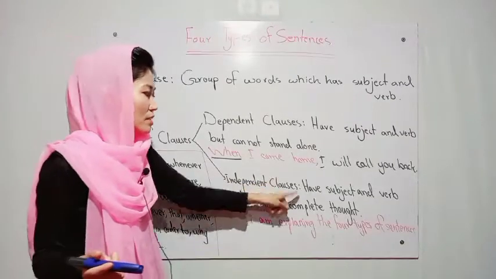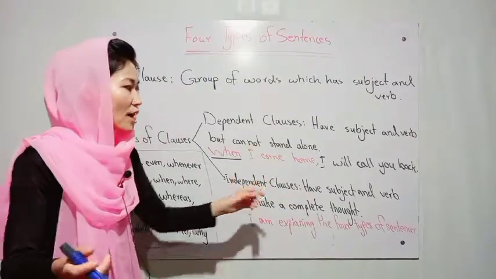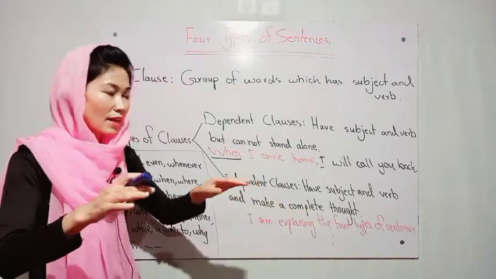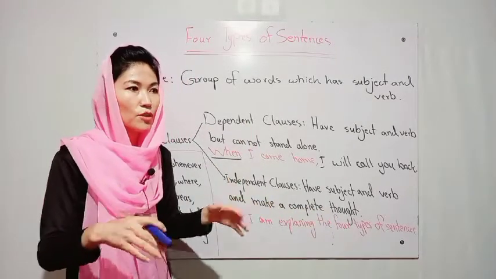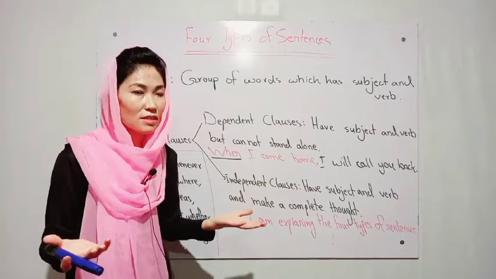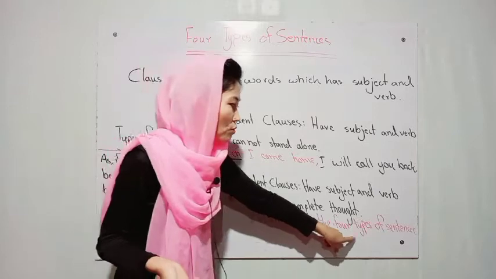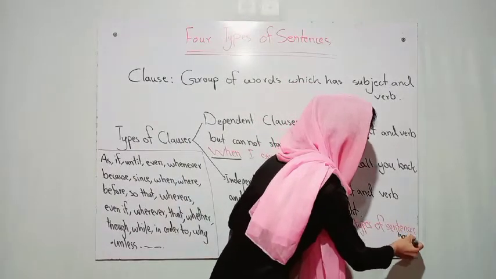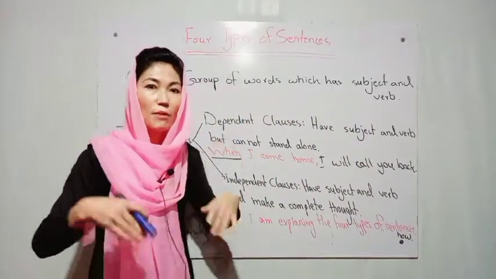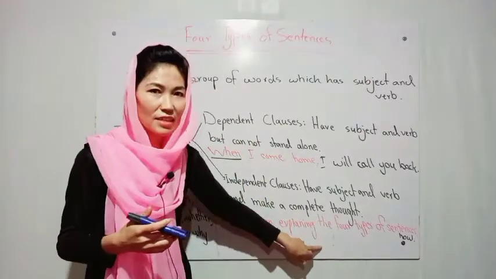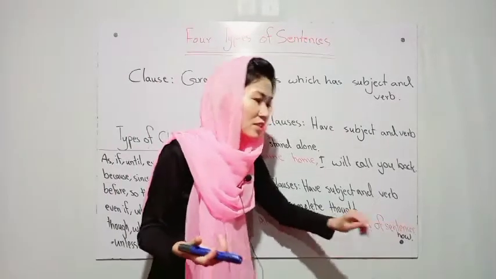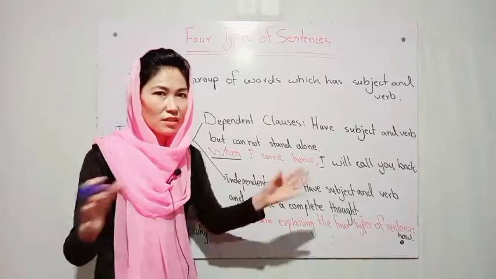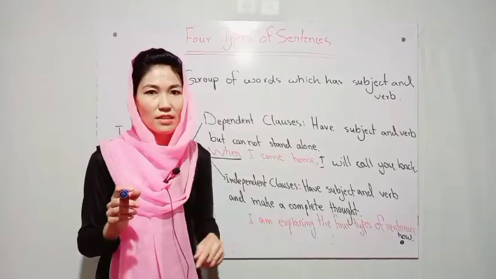Independent clauses are groups of words which have a subject and a verb and make a complete thought. It means when we are talking about independent clauses, everyone knows us. For example, I'm explaining the 4 types of sentences right now. So what am I doing now? I am explaining. What about? 4 types of sentences. Who is explaining? I'm explaining. So everything is clear. So it can stand alone.